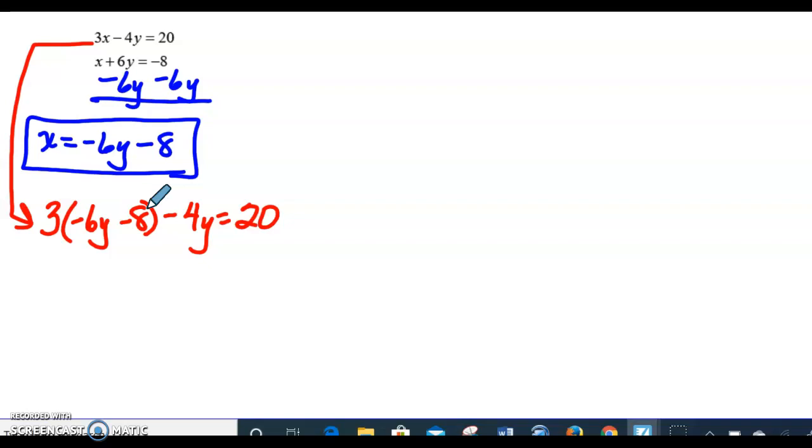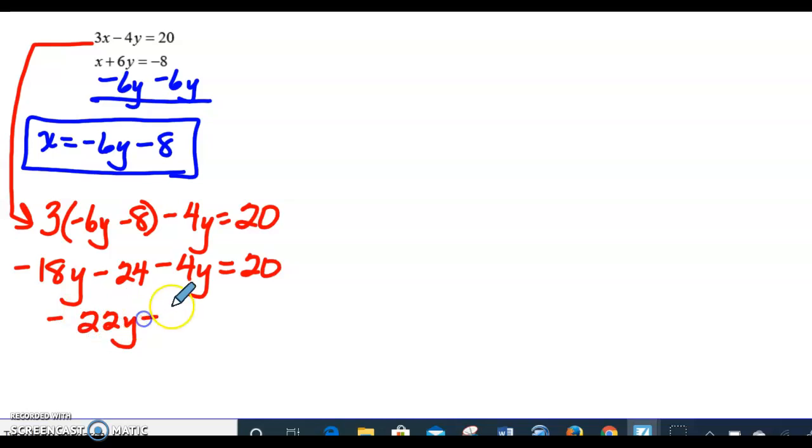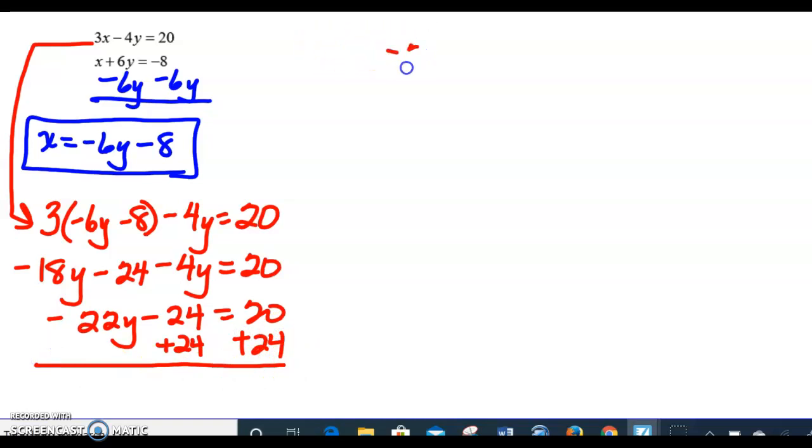And as I now distribute, I get negative 18y minus 24 minus 4y equals 20. And I'm going to make this look prettier by combining like terms. I would add 24. This is just a two-step equation. So I get negative 22y, and that would be equal to 44, and that works out, because when I do a little division, I'm going to get an integer answer.